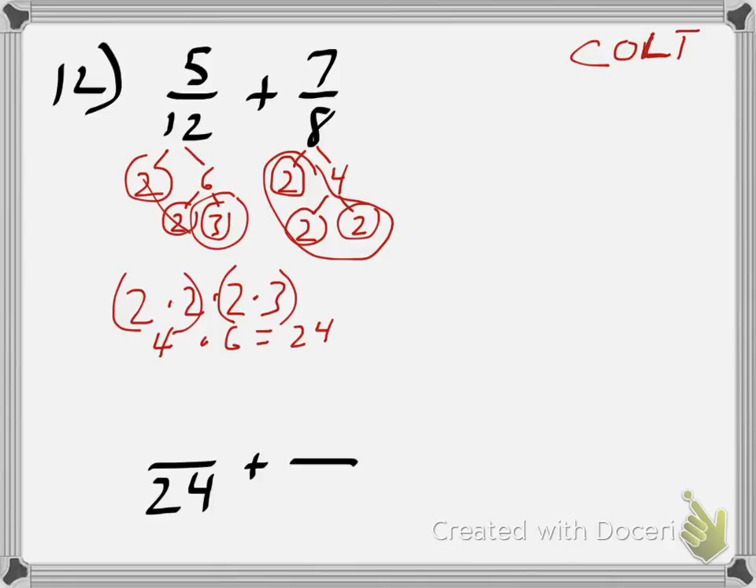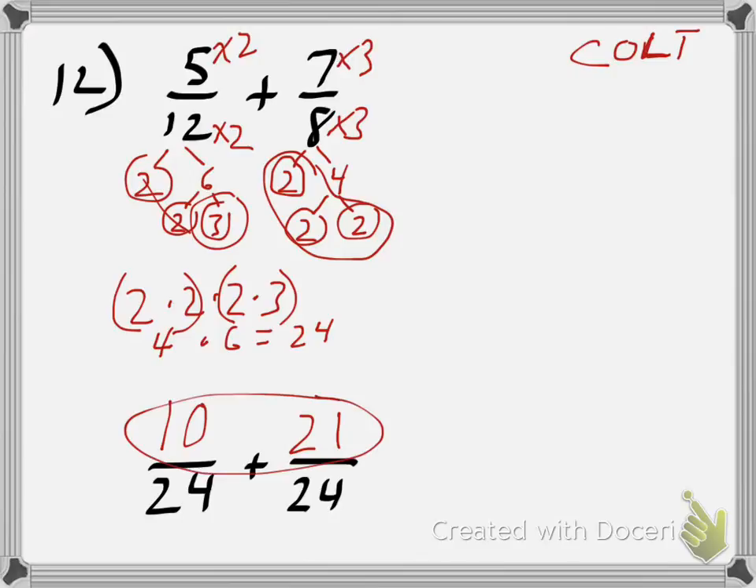So we're going to make these both 24's, and then we only have to worry about looking at our numerators. So 12 times 2 is 24, so we do 5 times 2, and we get 10. And 8 times 3 is 24, so we do 7 times 3, and we get 21. So now we just add the numerators, because the denominator is simply a term or a tag, and we get 31/24.